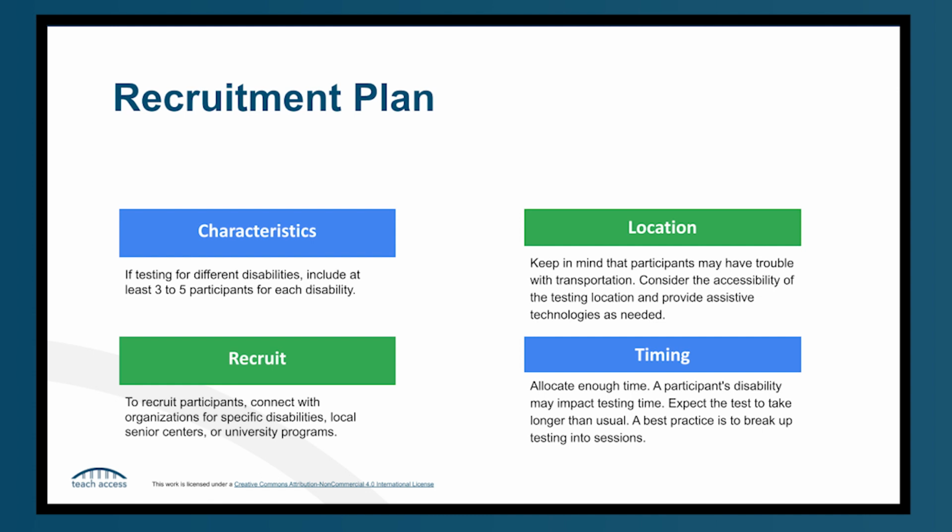You'll also need to consider the testing location. For example, if you want users for a focus group, how will they get to the location? Does the location have accessible entryways and walkways? Are there assistive technologies to help users? Finally, you'll want to consider the time allotted for testing.